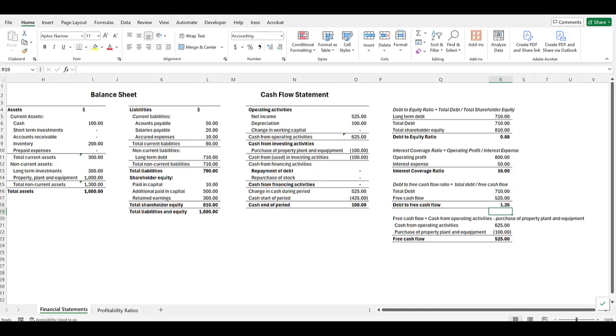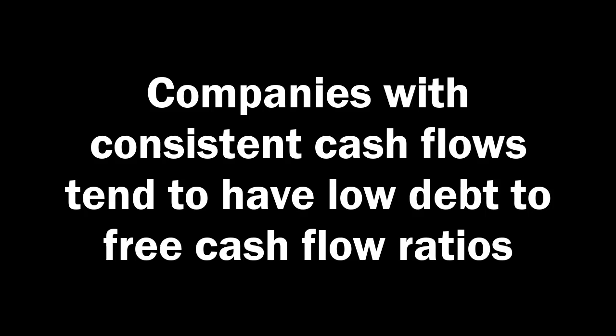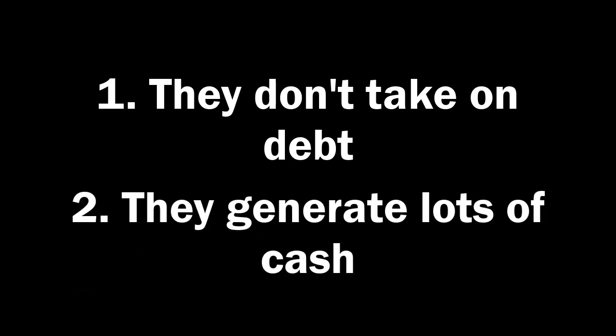That means it would take this company 1.35 years to pay off its debt with its free cash flow. When analyzing the debt to free cash flow ratios of companies, the smaller the better. I tend to look for companies with debt to free cash flows of 3 or less. You can probably guess that companies with consistent cash flows tend to have low debt to free cash flow ratios. 1, because they don't take on debt, and 2, because they generate lots of cash.